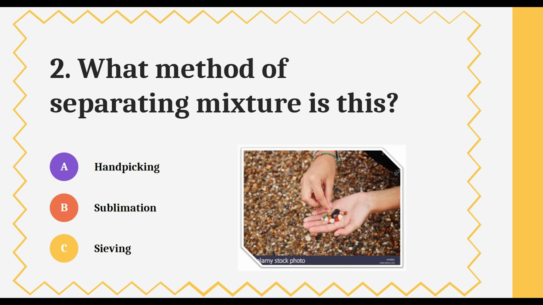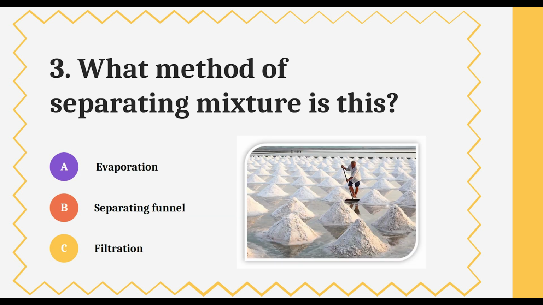Second, what method of separating mixture is this? A. Hand picking. B. Sublimation. C. Sieving. The correct answer is A. Hand picking.